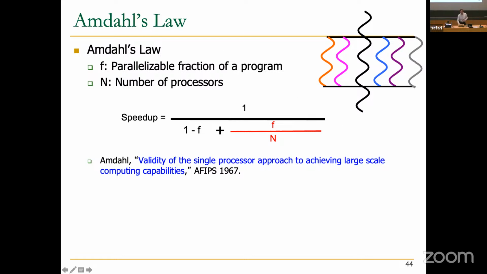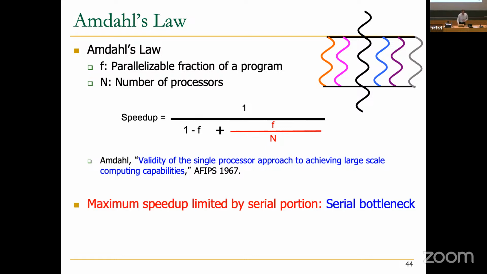Basically, that means that you need to do very, very little work in the serial part of the program. And the serial part of the program can be just distributing tasks to many, many processors, right? And that can take time, right? You need to really, really minimize it. So that's why Amdahl's law is so strong. So basically, that's what this says. Maximum speed up is limited by the serial portion. This is called the serial bottleneck.